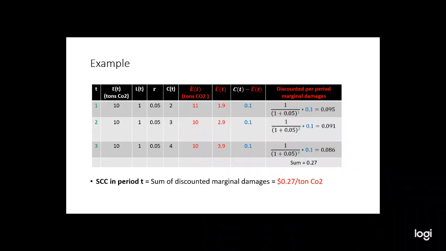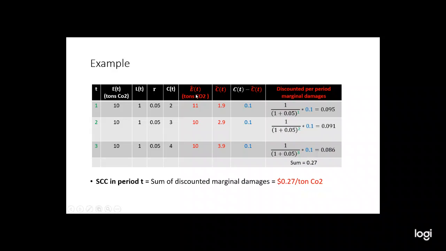Okay, so for example, here's the same example we had before, but now we are actually looking at how emissions are going to change and how that's going to result in damages. So emissions in the baseline model are 10 in every period. So we have T equals 1, 2, and 3, so 3 periods again. Labor is 1 in each period. The discount rate's the same, 5%. Consumption is 2, 3, and 4.